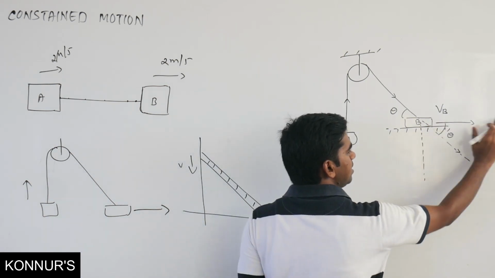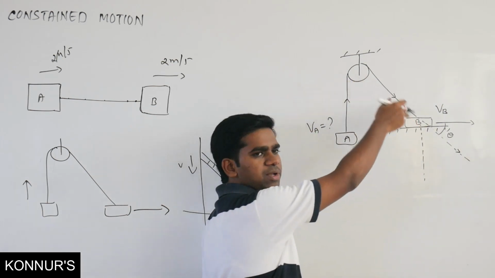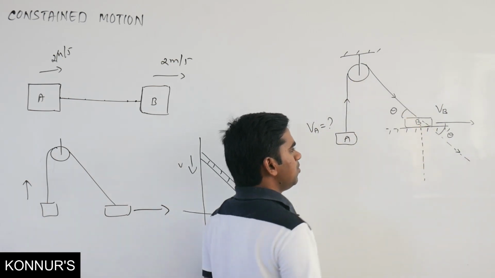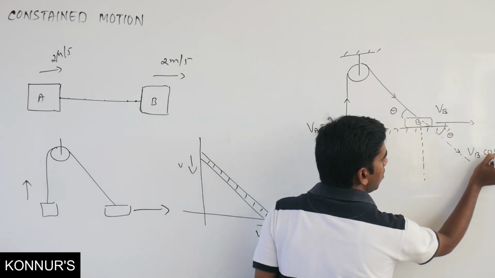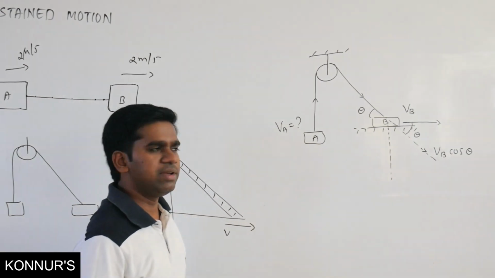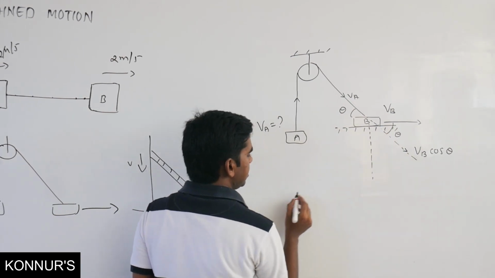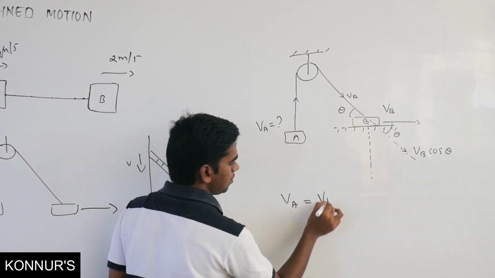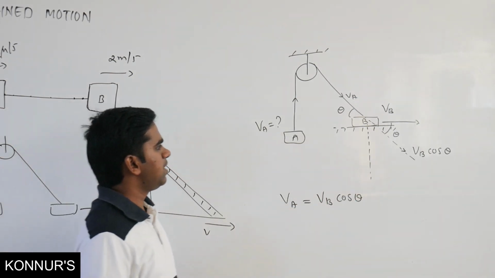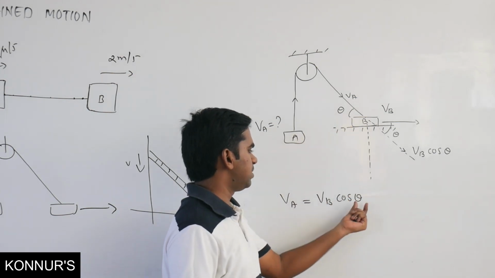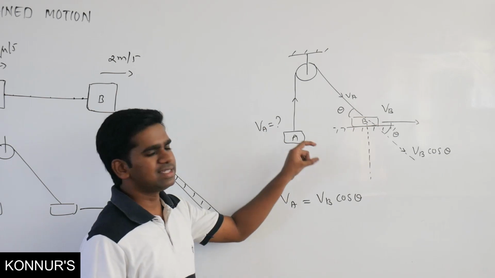Similarly, the velocity of B is here, so take the component of the velocity of B along the velocity of A. Now what is the component of Vb? The component of Vb is Vb cos theta. So what will be the velocity of Va? Very simple, here it is Va, so Va is in this direction only. So you can write Va equals Vb cos theta. They may give the angle, you have to substitute the angle, and you can get the velocity. This is how we can solve the constraint problem.